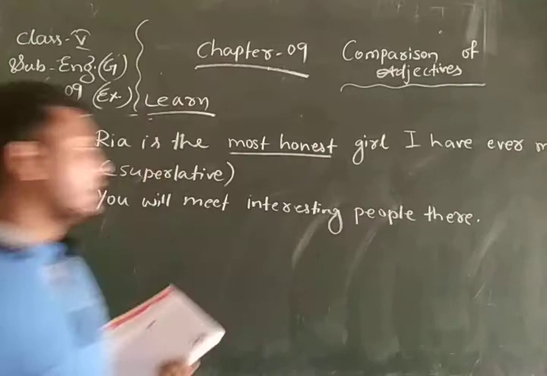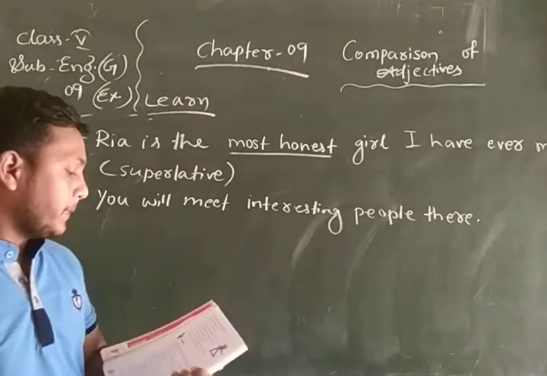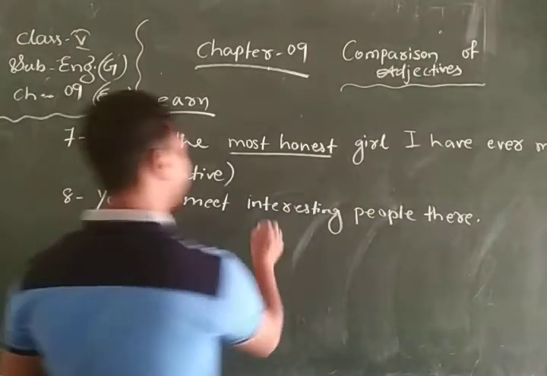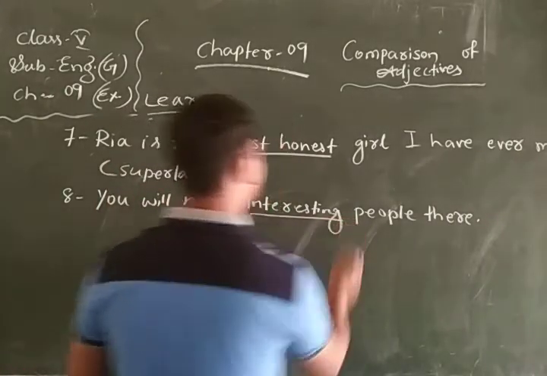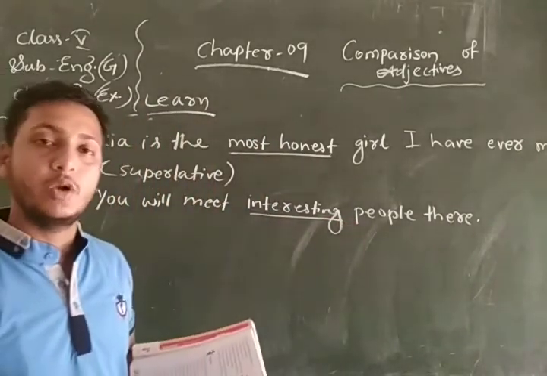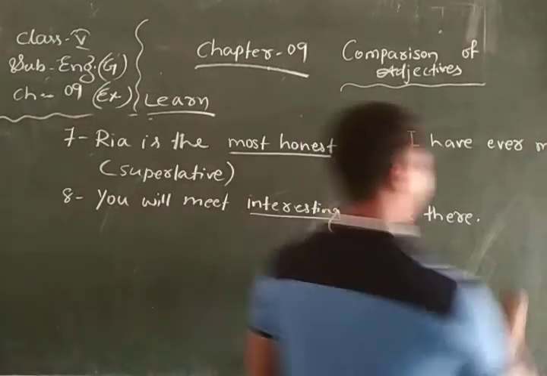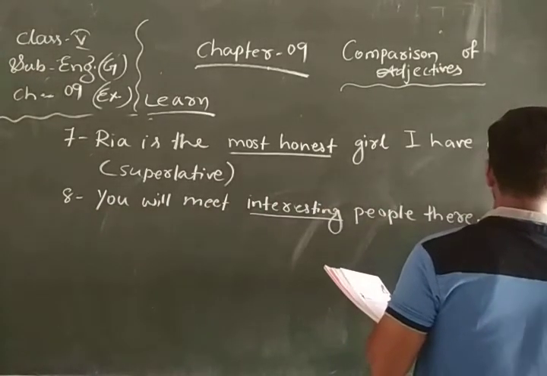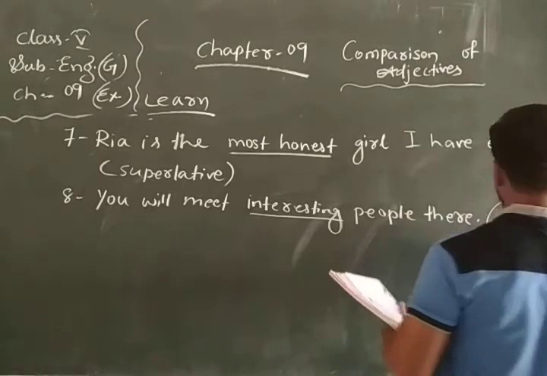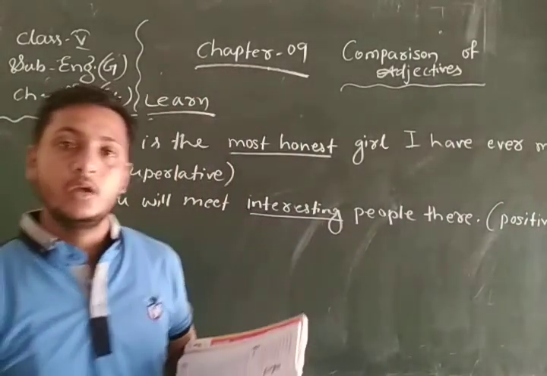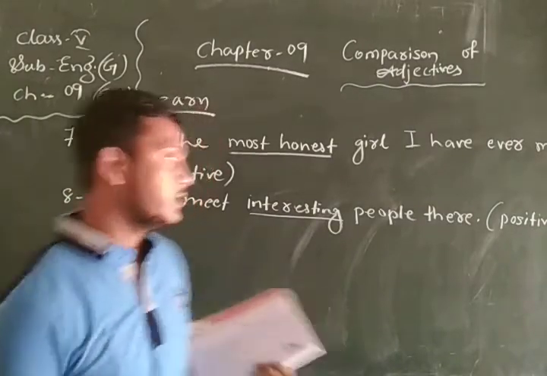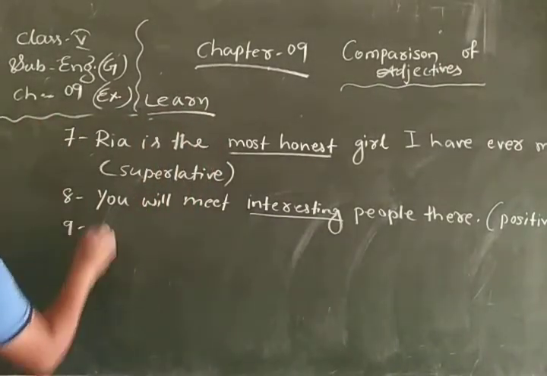Okay, you will meet interesting people there. So here, interesting is the modifier, and which kind of modifier is it? It is in positive form. ठीक है, इंटरेस्टिंग का क्या होगा? कंपैरेटिव फॉर्म मोर इंटरेस्टिंग, सुपरलेटिव फॉर्म मोस्ट इंटरेस्टिंग. ठीक है. नंबर 9.